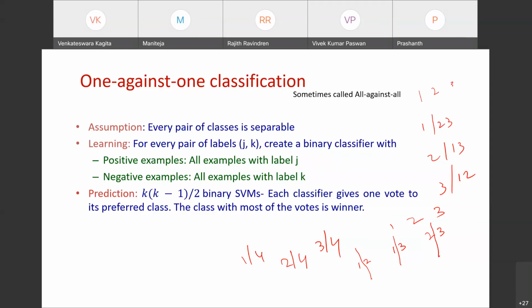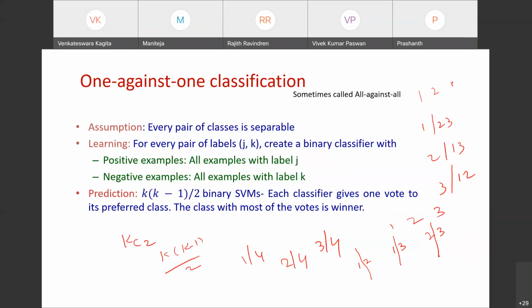So if I do it, how many classifiers do I need to learn? If I have K classes, how many pairs are possible? How many combinations are possible? KC2 number of combinations are possible, isn't it? So what is KC2? K into K minus 1 by 2 binary SVMs we need to learn. And each classifier gives one vote to its preferred class. And the class with the most number of votes is the winner.